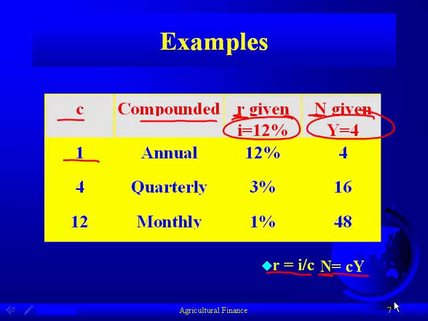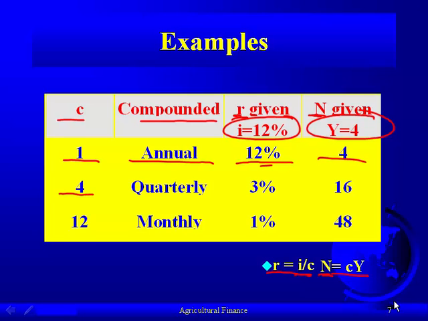If the conversion period is 1, that means the interest accrues for the full year before it becomes principal. And so we say that that interest is compounded annually. We then calculate the per period rate by dividing the annual rate of 12% by the 1 conversion period per year. So per period rate is 12%, and the number of years is 4.